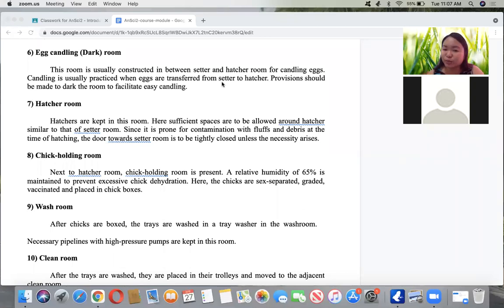kasi pipiliin mo yung nag-fertilize kasi hindi naman magha-hatch yung iba. So makikita mo mamaya on the video, also on the next discussion, kung ano yung mga dapat i-disqualify. And then the dark room should provide easy facilitation ng candling.